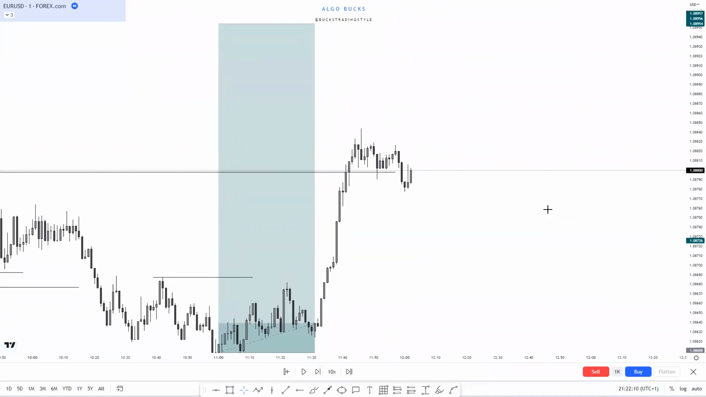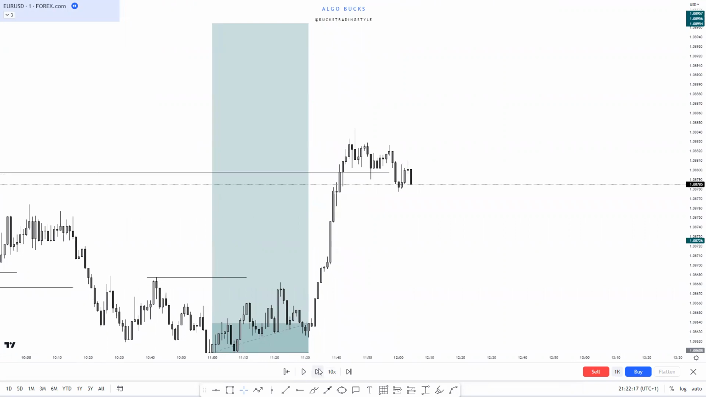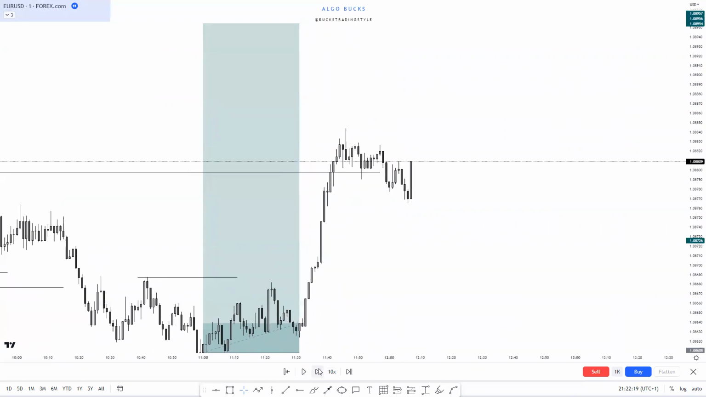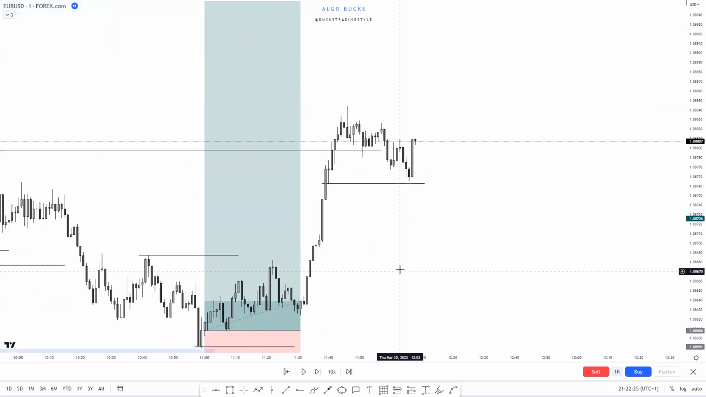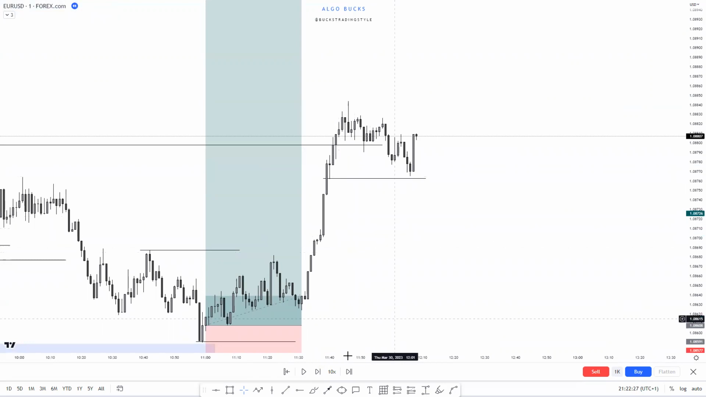So on the M1 time frame, nothing important, probably on the price takes out this low right here. So let's see what price is going to do. Price take out that low. Okay, price did not take out this low. So that would be the M1 liquidity point, right?